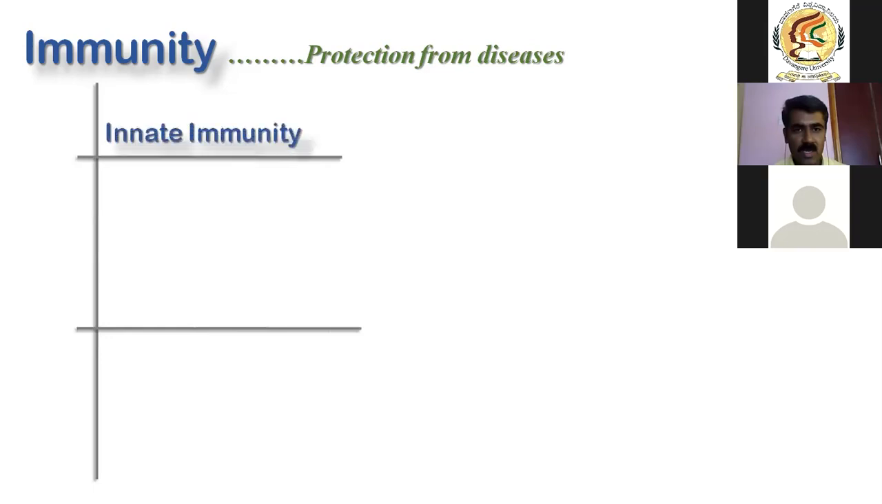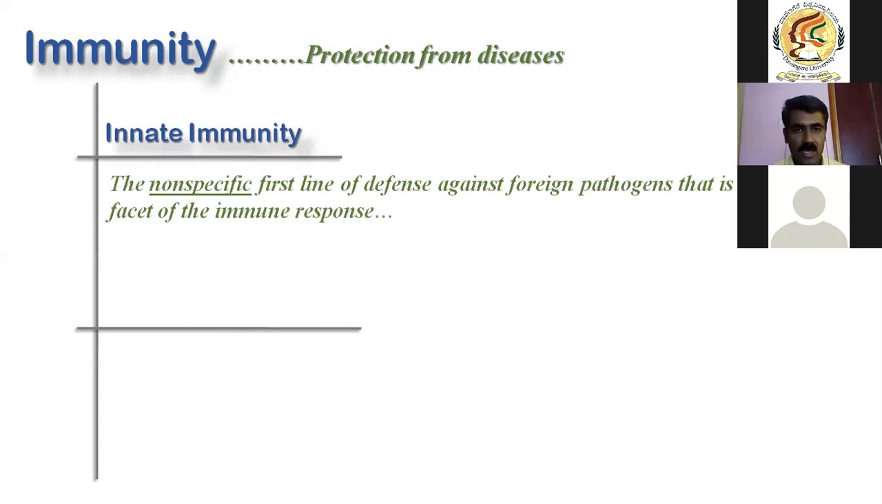So the first thing is innate immunity. As we all know, innate immunity is non-specific, and is the first line of defense against foreign pathogens, and an integral facet of the immune response. The major components of innate immunity are different types of cells, particularly dendritic cells, macrophages, neutrophils, basophils, eosinophils, mast cells, etc. Apart from these cells, many molecules also play an important role in innate immunity, for example the complement system, the inflammatory system, or other molecules. So they also play a very important role.